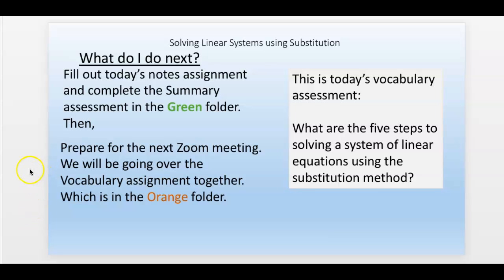Prepare for the next Zoom meeting. We're going to go over the vocabulary assignment together, again, which is in the orange folder. The vocabulary assessment asks what are the 5 steps to solving a system of linear equations using the substitution method. That's what the vocabulary assessment is about today. It's putting them in order.